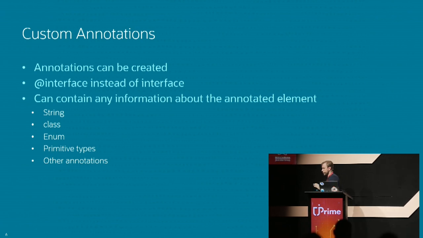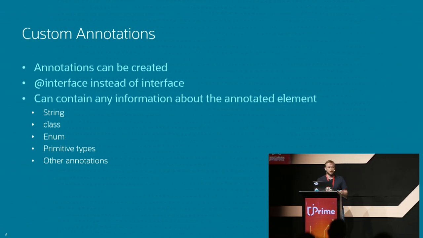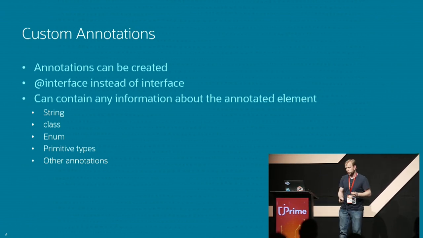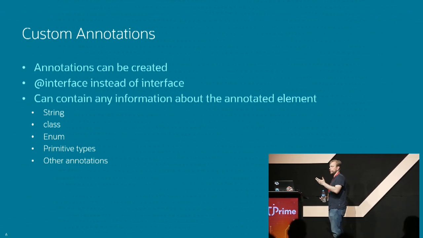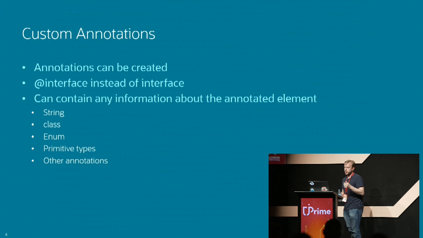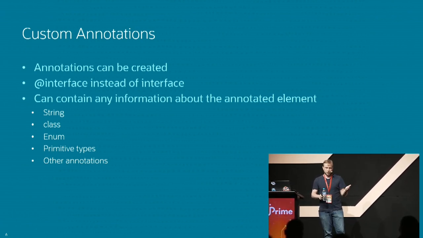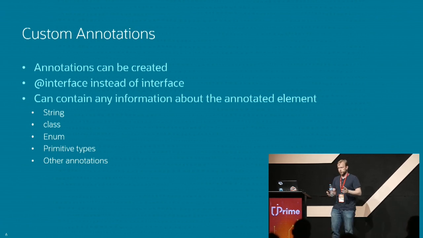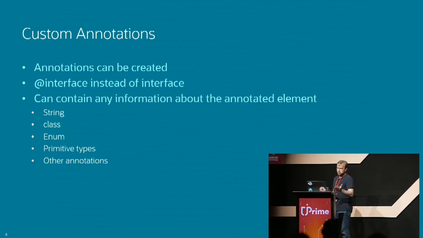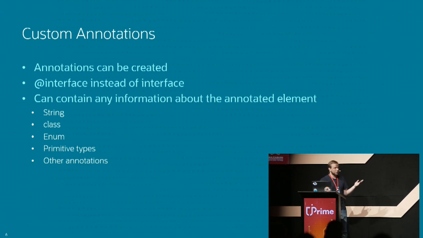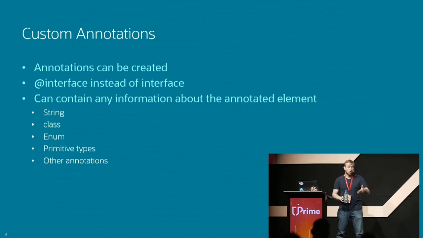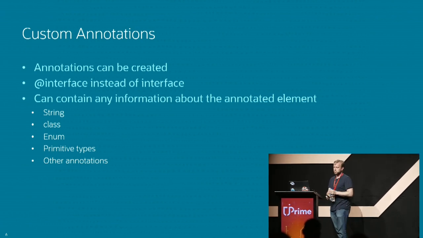But you have to follow certain rules, and those rules are that this information has to be final at compilation time. You can't create an annotation which would have its value resolved during the runtime. It's not possible. It has to be final at the compilation time. Because of that, you can use only strings, class literals, enumerations, primitive types, or even other annotations. You can do that as well.